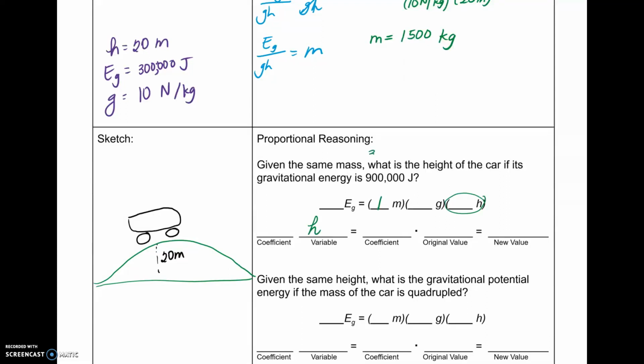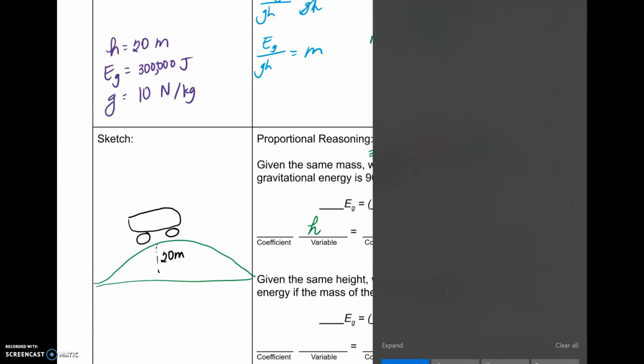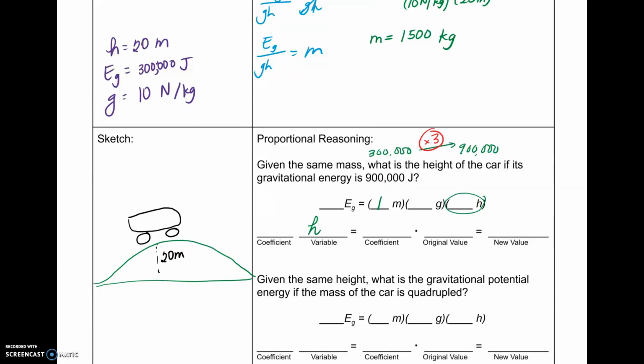Now remember the original was 300,000, and to get to 900,000, we're going to multiply by 3. Okay, so 300,000 times 3 is 900,000. Whoops, we don't need that. Okay, thank you. So let's see, we're going to triple this, and it's here on Earth. So 1 times 1 times something needs to equal 3, so it's going to be 3. So we have 3H is equal to 3 times 20 meters, which is 60 meters. Okay.